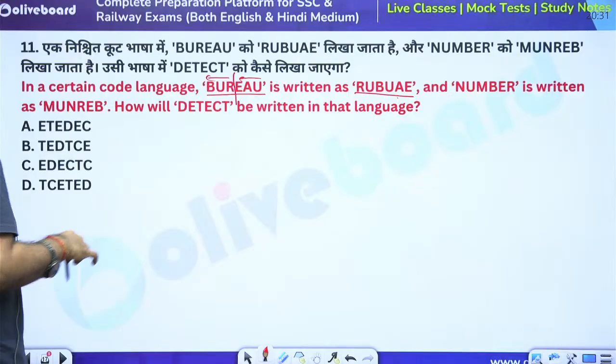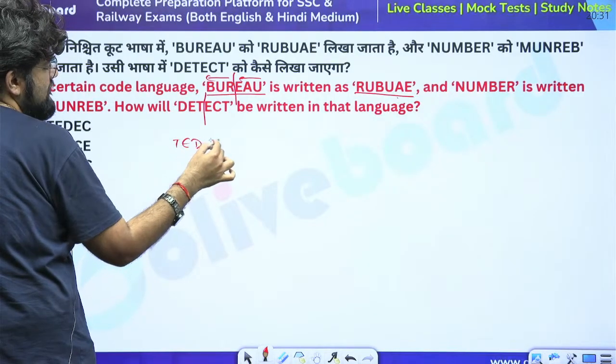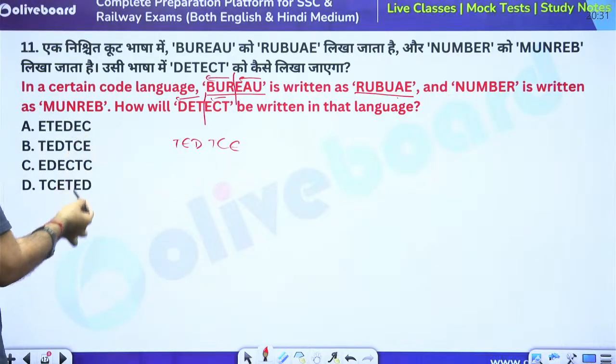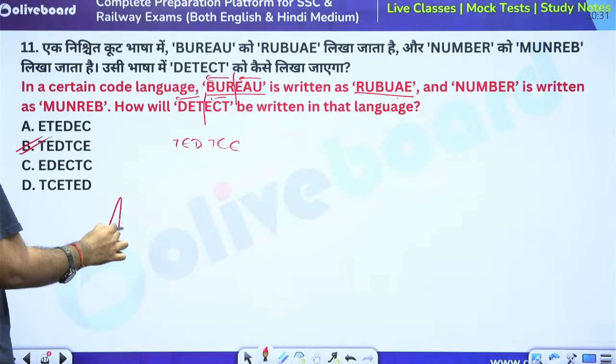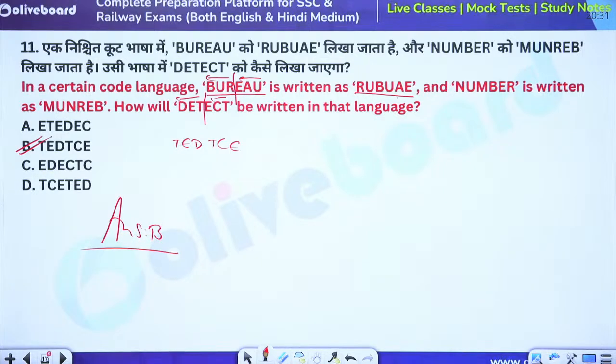So what will be the code for detect? So it will be flipped here. So we'll have T-E-D, T-C-E. This is what is going to be my code. T-E-D, option B is the right answer. Okay. Next.